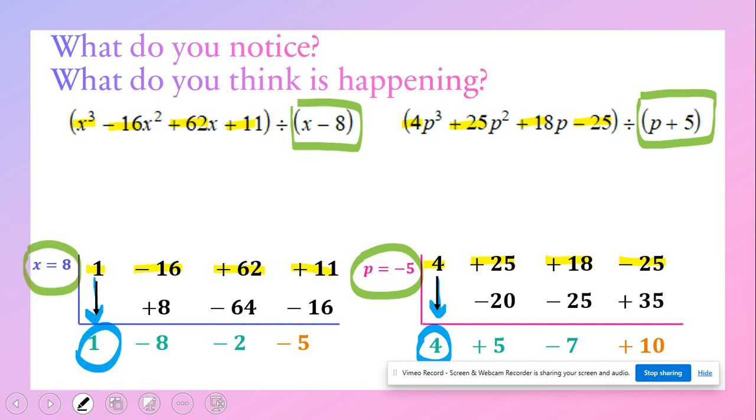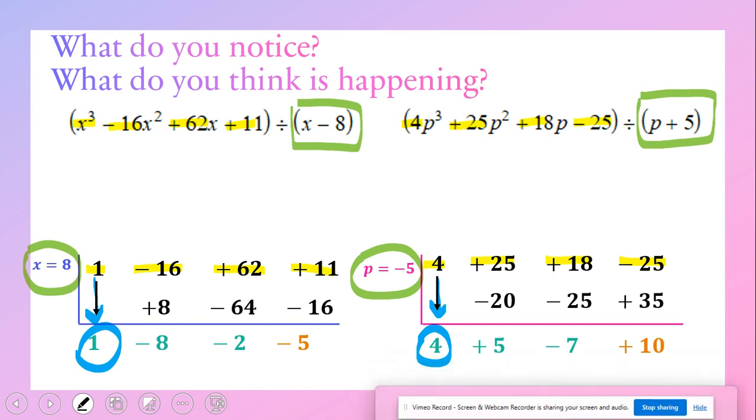What is happening between 1 and 8, and how does that affect the rest of the problem on the left? What is happening between 4 and negative 5, and how's that affecting the problem on the right?